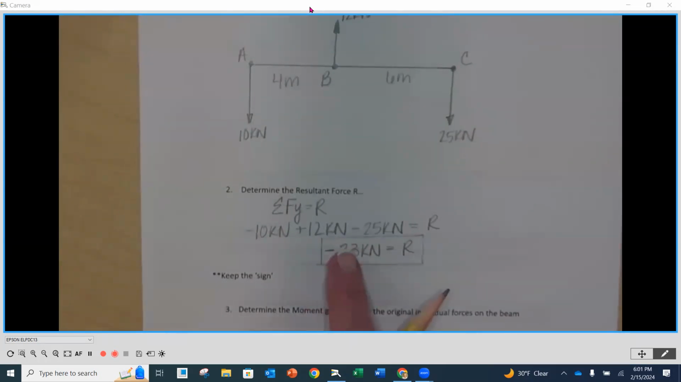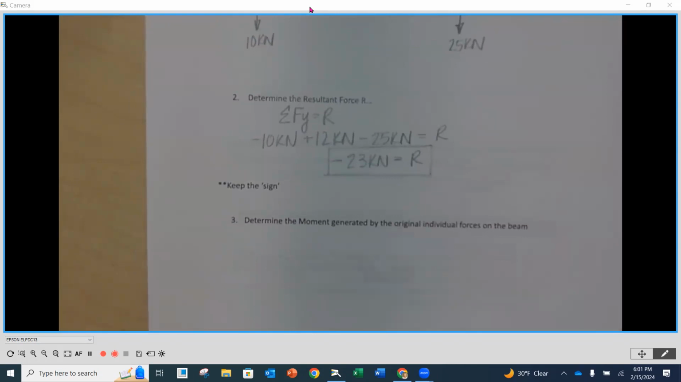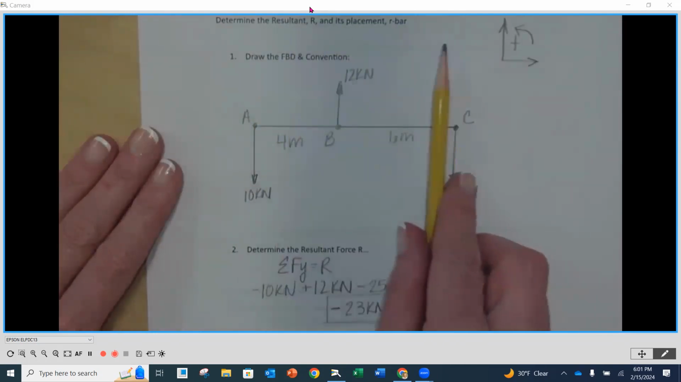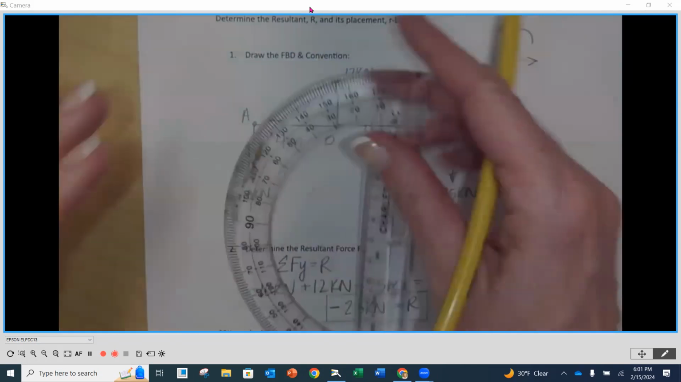Now, keep the sign. All right. There's a little note there. Keep the sign. It'll make a little bit more sense later. Now, the next thing that we're going to do, this is our magnitude of a resultant. So we're not done because now we're going to have to place that resultant somewhere along here. And we're going to have to figure out this so that it has the same net effect on the body. So for instance, I'm going to do this.